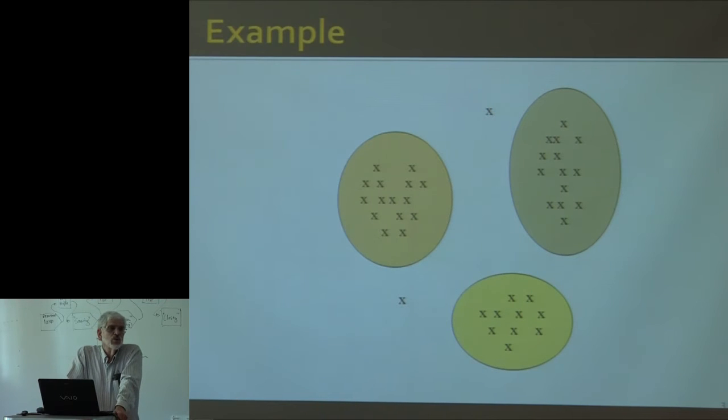So here's what you hope clustering looks like. Okay, you've got points in some space, and there are a lot of points that are nearby, and they form a cluster, and another points that are near to each other but far from the other points, and they form a cluster, and maybe there are a couple of outliers that don't really belong to any cluster.